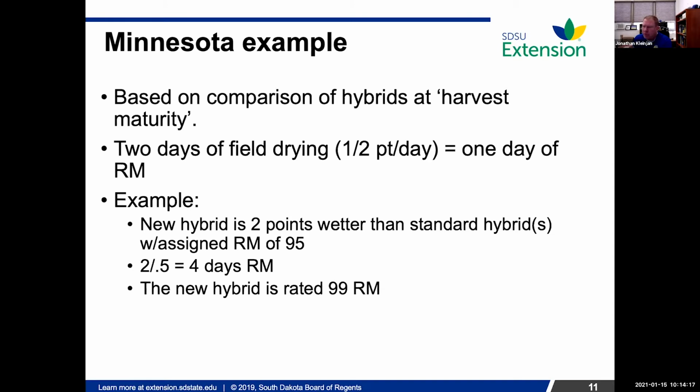So what they do, if you want to test a new variety, and we'll go through this example here, a new hybrid is tested against a standard hybrid or a bucket of hybrids that they know are a relative maturity of about 95 days. So if they go to harvest and the new hybrid at harvest maturity is 2 points wetter than the standard hybrids that they know are 95 days, you take 2 points divided by half a point of moisture per day, and you come up with 4 days relative maturity. And the new hybrid is rated at 99 days relative maturity.